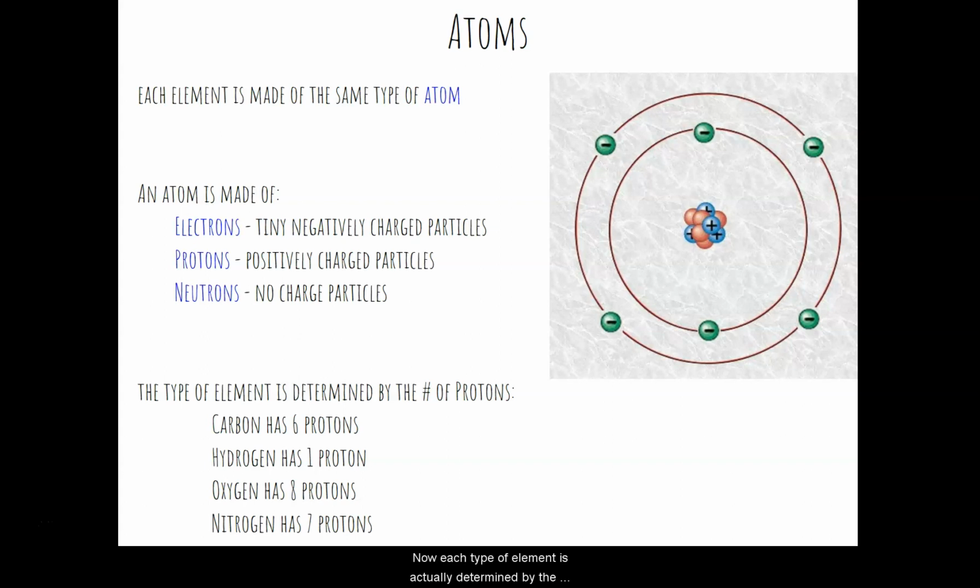Each type of element is determined by the number of protons. Carbon has 6 protons, hydrogen has 1, oxygen has 8, and nitrogen has 7. So you could theoretically make gold if you knew how many protons to jam together into an atom.